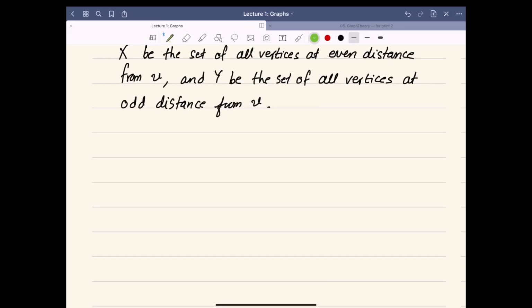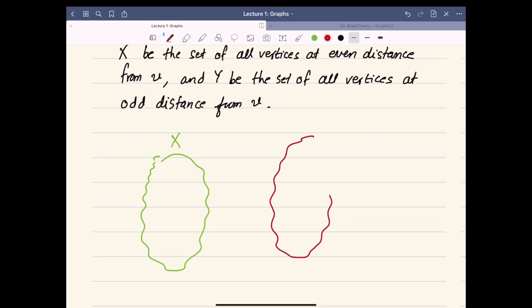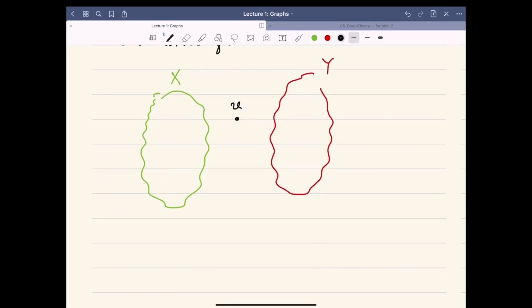Suppose now this is the set for X and this is the set for Y. And where is V? Suppose V is here. So if the distance from V to X is even, you put X here. If the distance between V and W is odd, then you put W here. So this is the situation that we have for our problem. Now I will go down and we will continue.